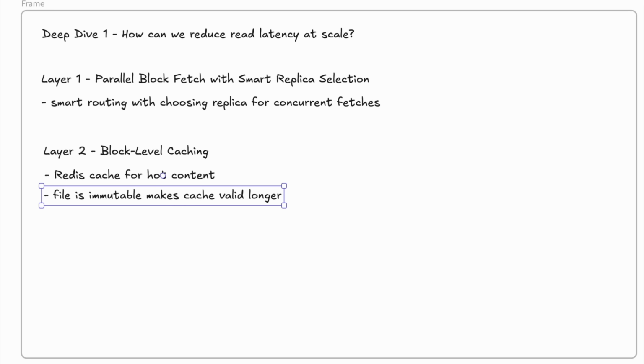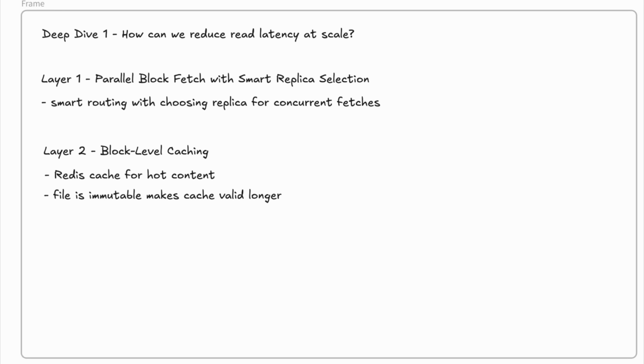And here's the beauty: because files are immutable, we never have to worry about cache invalidation. A block cached once stays valid forever. This makes caching dead simple and highly reliable. You can even pre-warm the cache for known workloads.